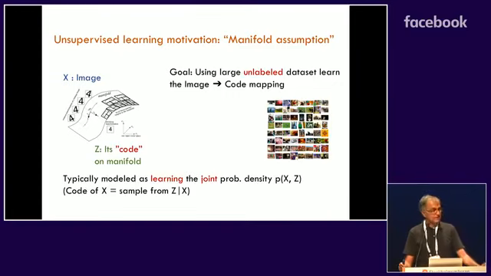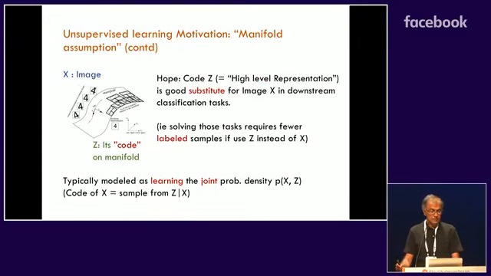Now, traditionally, this was modeled as learning the joint probability distribution P(X,Z), because every image may correspond to multiple codes and vice versa, so you learn it as a joint probability density. And as I mentioned, the hope is that this high-level representation is a good substitute for image X in the downstream classification tasks.